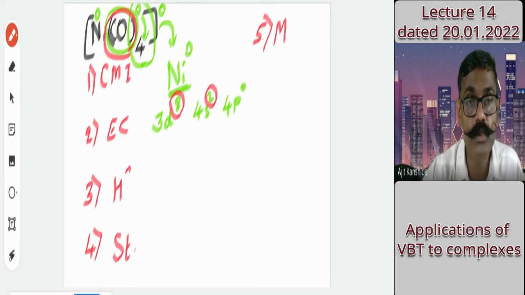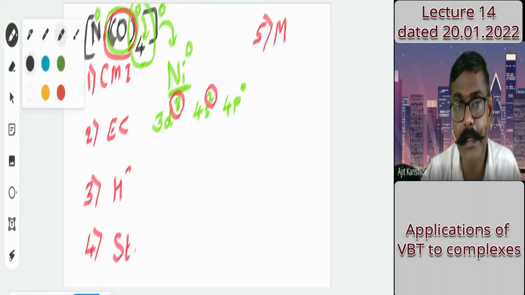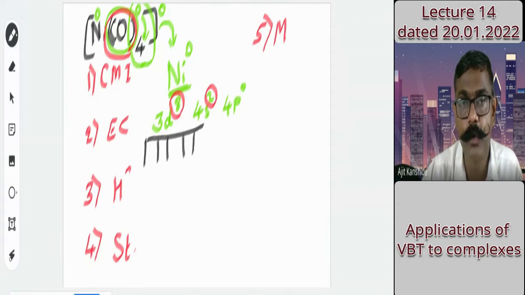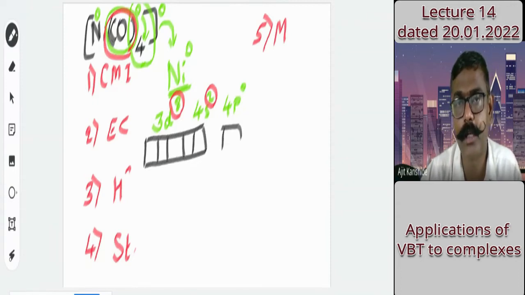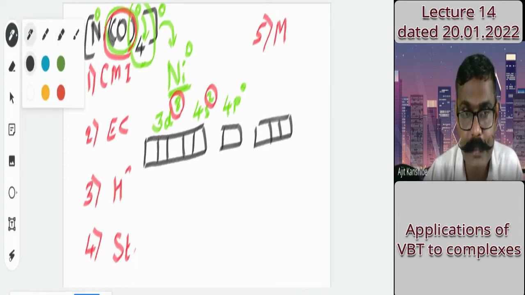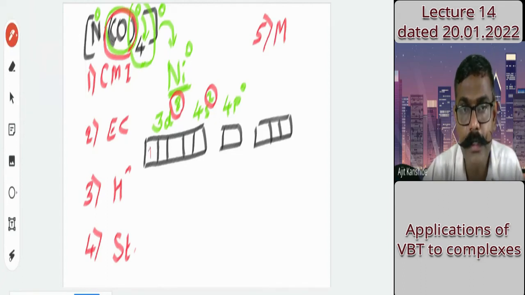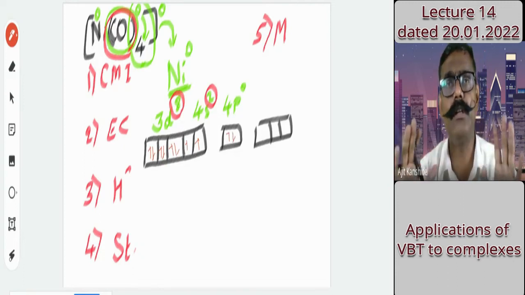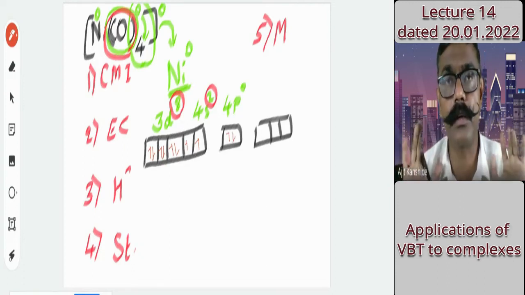And which orbitals are there? I can represent here the d orbitals, 1 2 3 4 5 d orbitals, here the s orbital, and here the 3 4p orbitals I represent. And electrons, if I have to represent, then first electron, second electron, third, fourth, fifth, sixth, seventh, eighth, and here two electrons in the 4s. This is the ground state, the usual or regular electronic configuration.